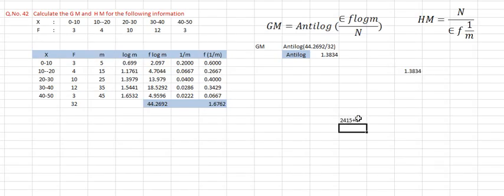2415 plus 4. So how much was it now? 2419. Now how to put the point now? See here, this number is 1. This number is 1. 1 plus 1, 2. 2 means 2 places. After 2 places you have to put the point.